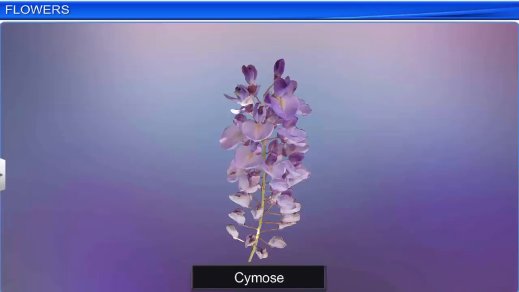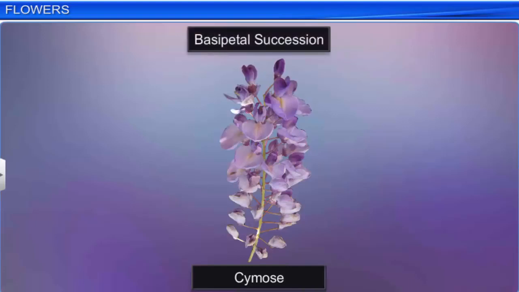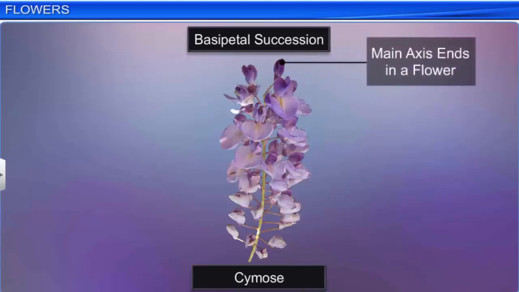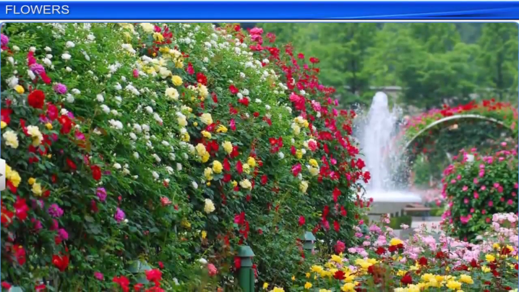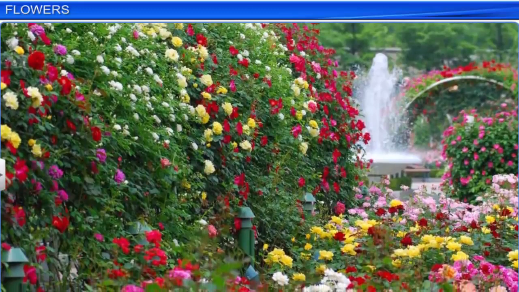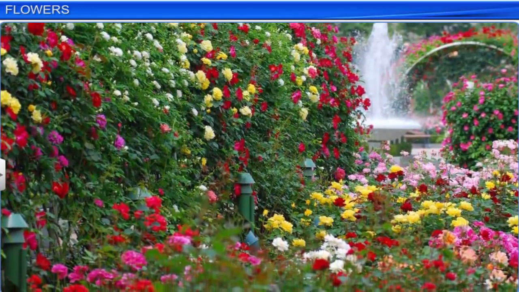However, in cymose inflorescence, the flowers appear in basipetal order or grow in succession from the apex to the base of the main axis. Here, the main axis ends in a flower and further development takes place by the growth of lateral branches. Therefore, apart from being the most beautiful and attractive part of a plant, a flower contributes to the process of reproduction and helps in the perpetuation of species.